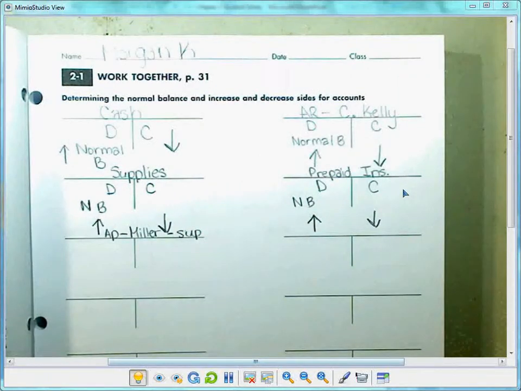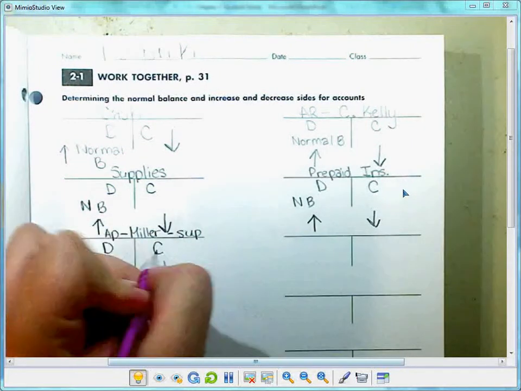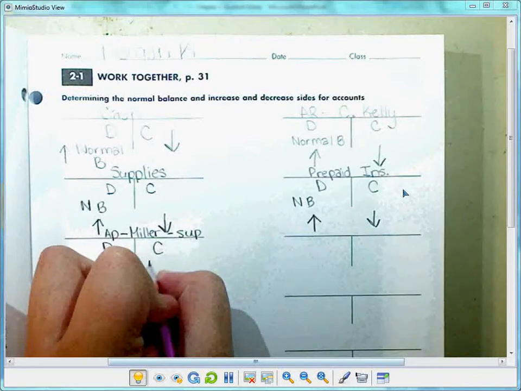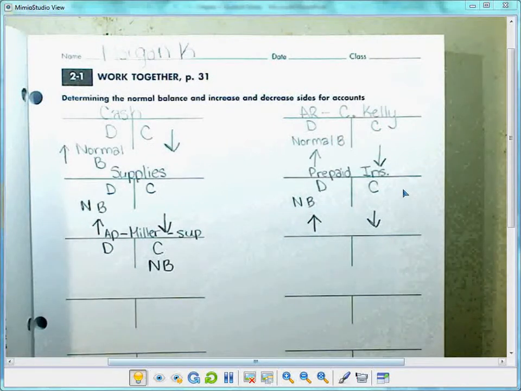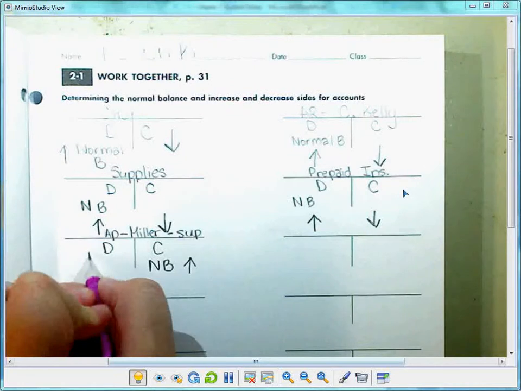Okay, so accounts payable is a what? Okay, a liability. So let's do our debit and credit first. That's still the same. It's still a debit on the left, a credit on the right. Which side is our normal balance? Okay, credit is our normal balance. So what side goes up? Credit. That means debit goes down.